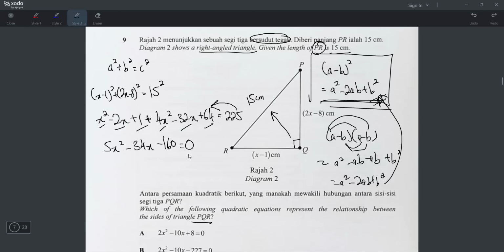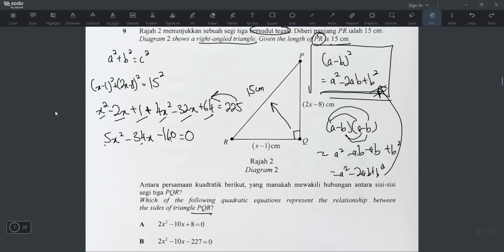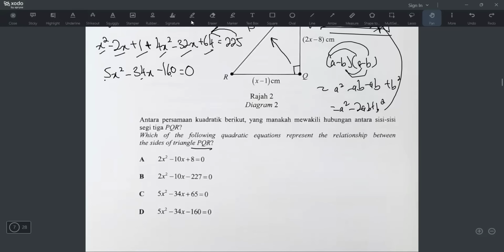All right, I don't think you can simplify this further, because 5, 34, 160 cannot divide with any common number, right? Yeah, so let's look for the answer now. Yeah, D is the answer. All right, that's all.